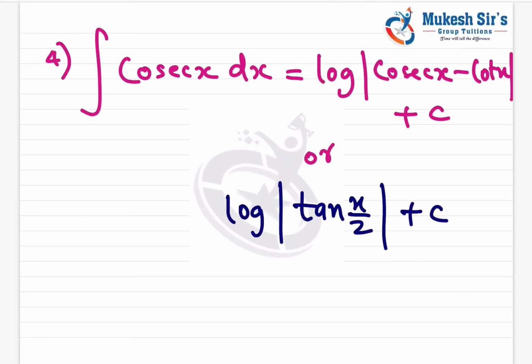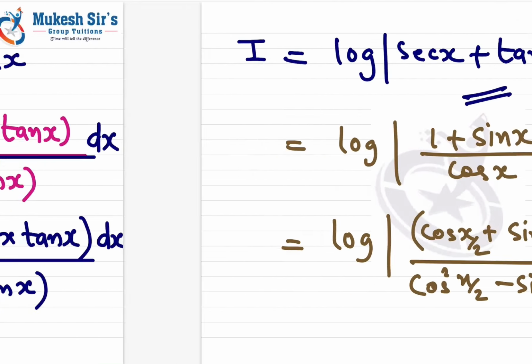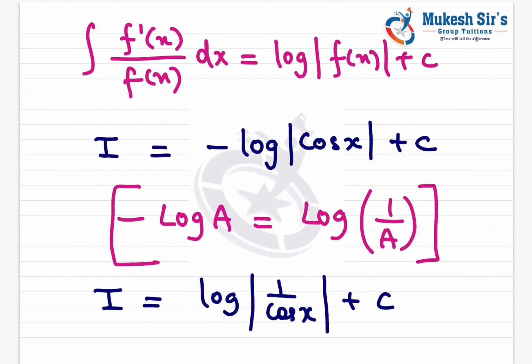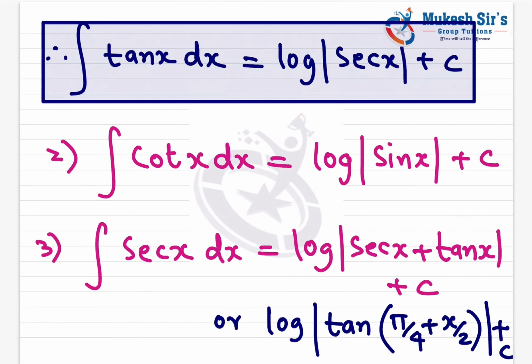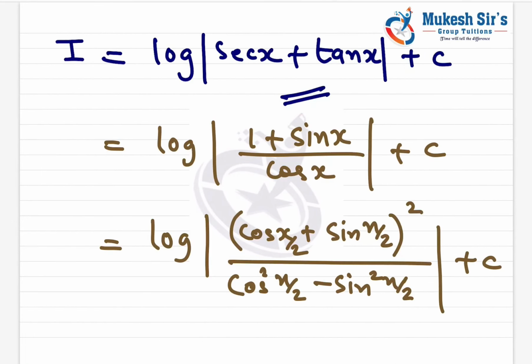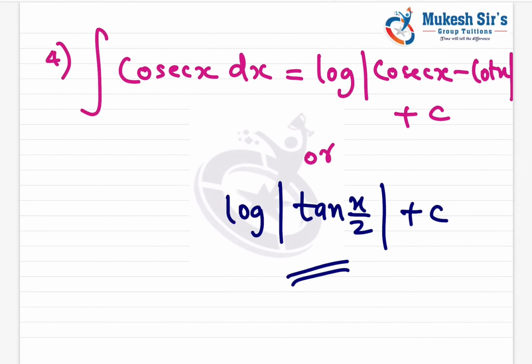This is again very important for the entrance exams. So these are the four formulas. I repeat again: the integration of tan x is log of mod of sec x plus c, the integration of cot is log of mod of sin x plus c, the integration of sec is log of mod of sec x plus tan x plus c, and the integration of cosec is log of mod of cosec x minus cot x plus c, or log of mod of tan x by 2 plus c.